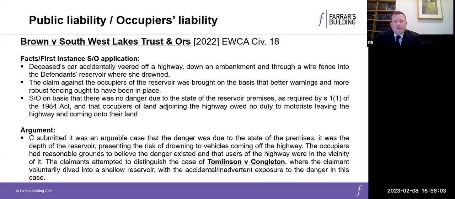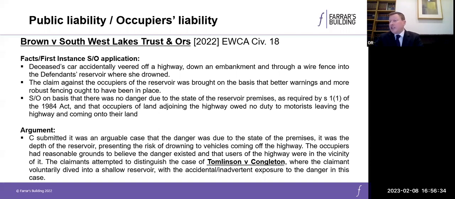And the facts of this case were the deceased's car accidentally veered off a highway and it fell down an embankment and through a wire fence and crashed into the reservoir, and regrettably the driver drowned. The claim against the occupiers of the reservoir was brought on the basis that there should have been better warnings on the road or the fence line, and there ought to be a more robust fencing line in place.